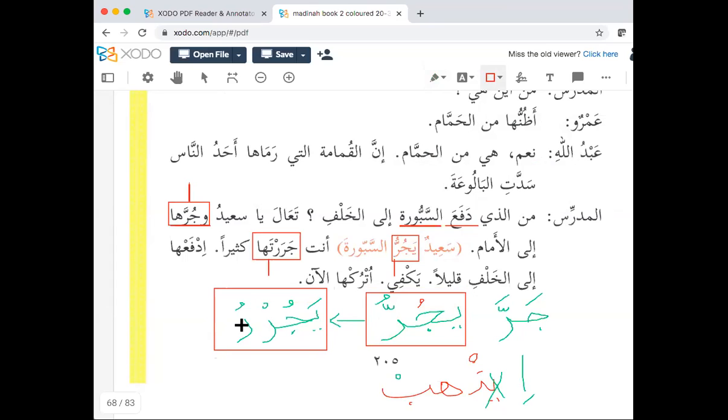Okay, so that being the case, now if I want to make yajurru into a fi'l amr, what am I to do? I need to remove the harf al-mudari' and make the last letter majzoom. And what problem now do I encounter by making the last letter majzoom?